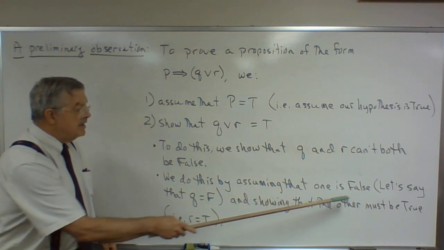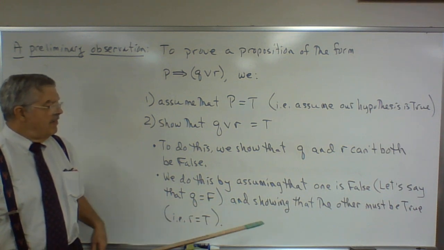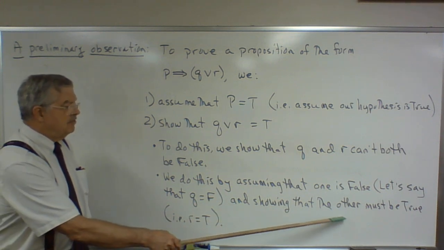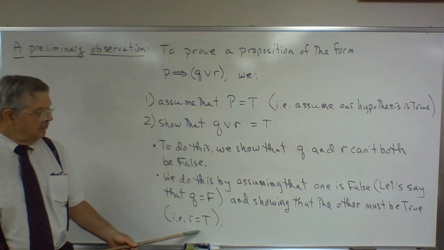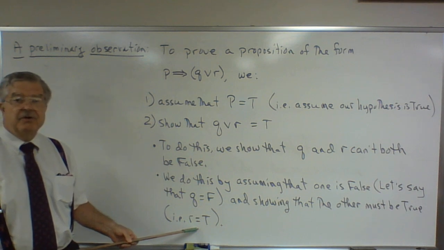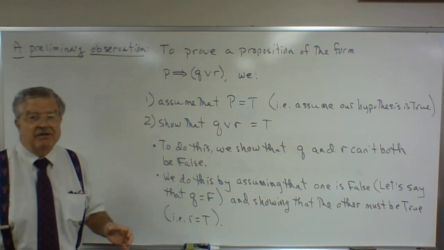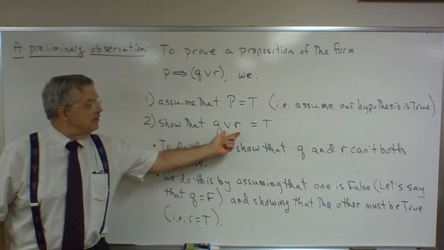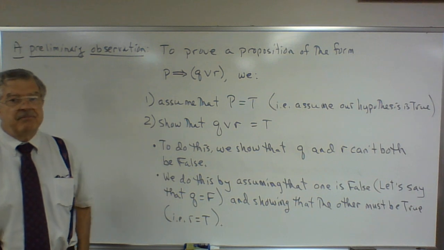Assume that one of them is false. Let's say Q is false. And then we show of necessity that the other one has to be true. So if we assume that one is false and show that the other has to be true, essentially we're proving that they can't both be false. And therefore, Q or R has to be true.